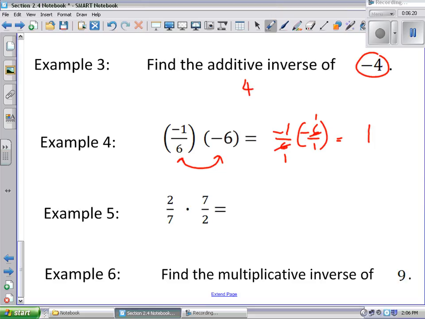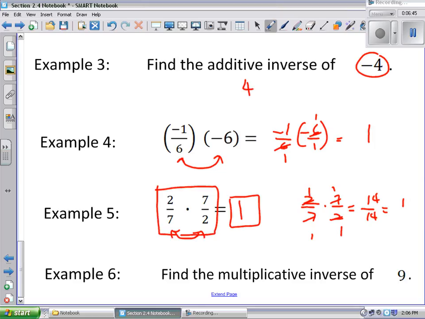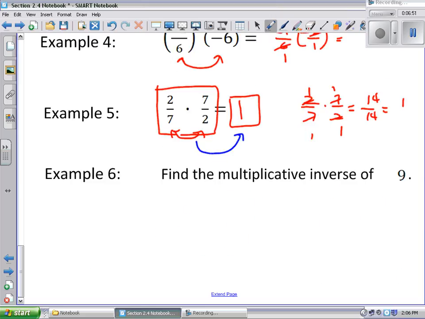These two numbers are reciprocals as well. Whenever you multiply a number times its reciprocal, you get 1. I could prove this by doing 2/7 times 7/2 is equal to 14 over 14, which would equal 1. Or I could cancel everything out and show that it's equal to 1. But we need to know that whenever we multiply a number times its reciprocal, it will give us 1. Find the multiplicative inverse of 9. The multiplicative inverse of 9 is 1/9. It is the reciprocal of 9.